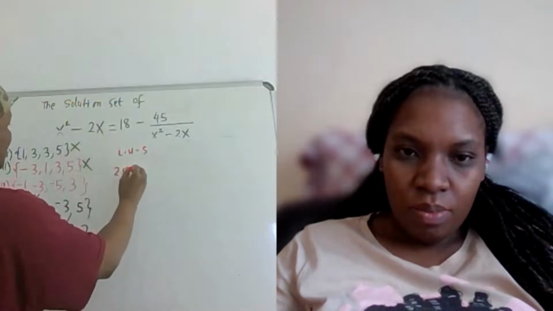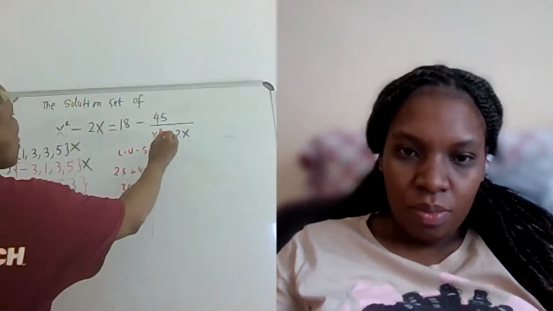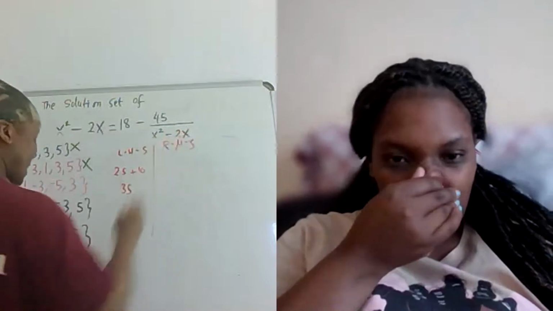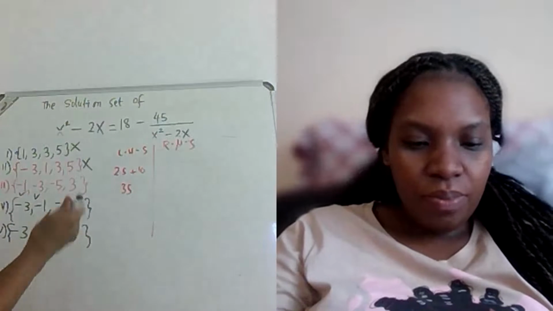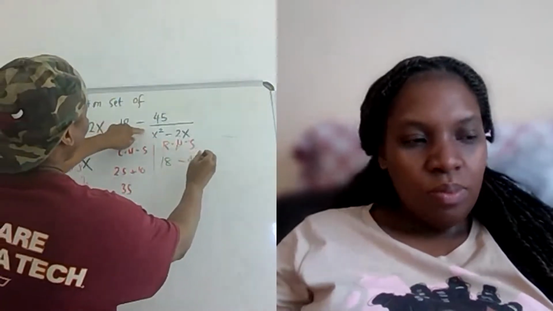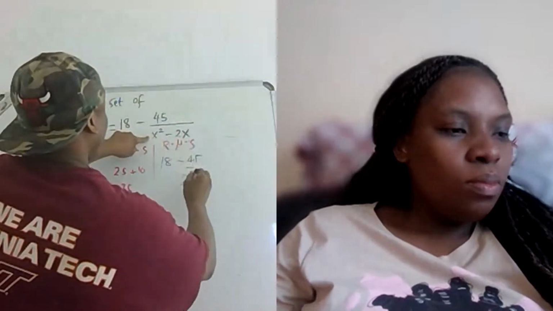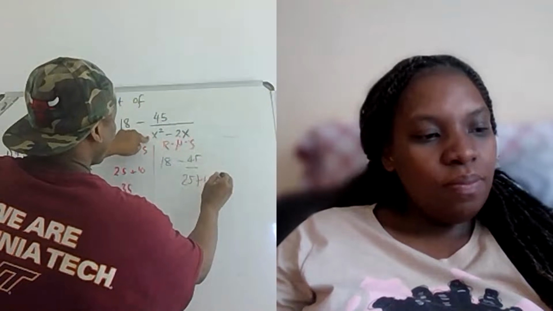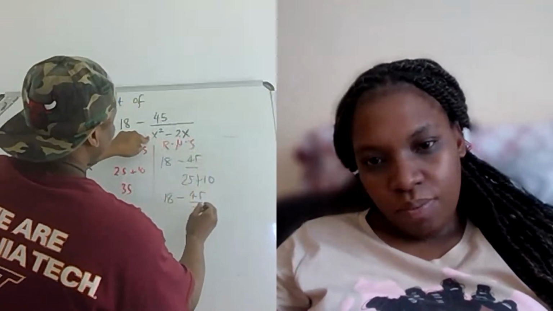-5 times -2 equal to +10. So this is the left hand side. Now what about the right hand side? We're going to say 18 minus 45 over (-5) squared, 25, minus -5 times 2, positive 10. So 18 minus 45 over 35.